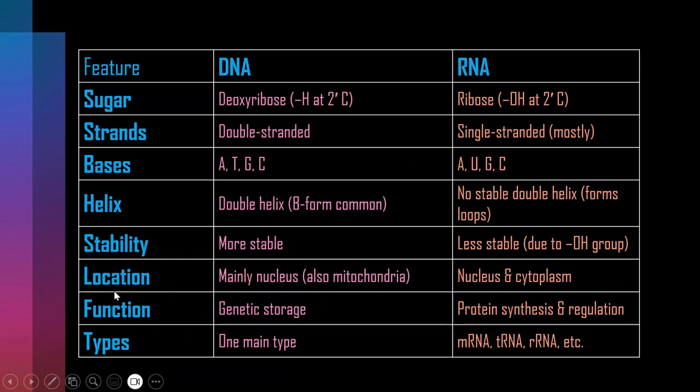I have already explained. Location is mainly in the nucleus for DNA, whereas RNA is present in the nucleus and cytoplasm. Function: that of DNA is basically genetic storage, whereas for RNA it is protein synthesis and gene regulation. Types of DNA, there is only one type, whereas RNA has several different types which we have already discussed.